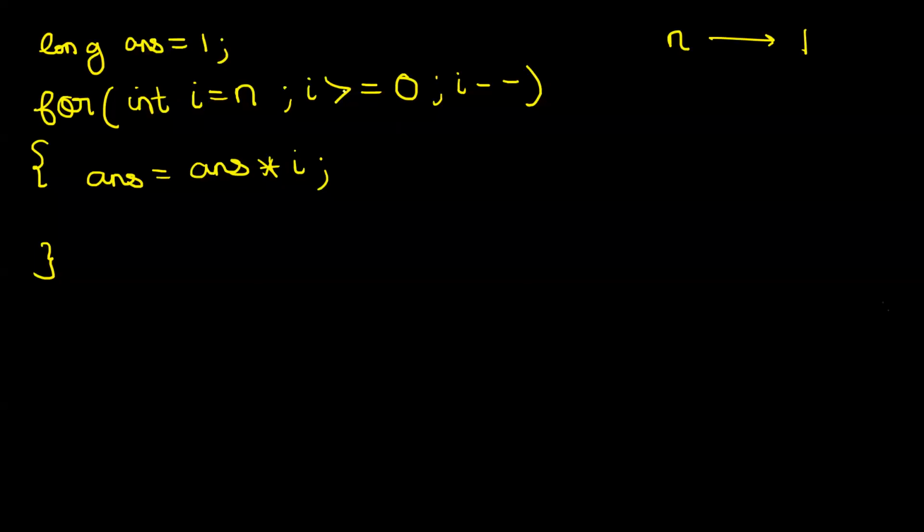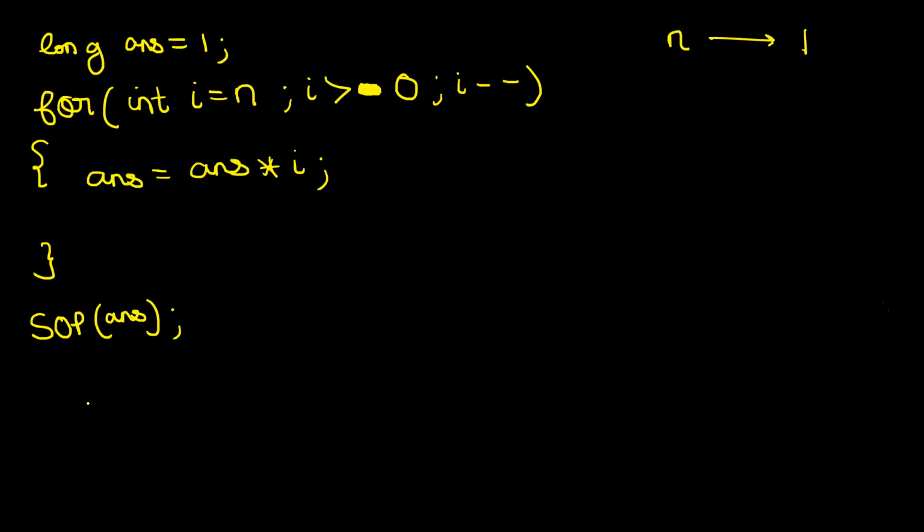That is wrong. I should do I greater than 0. So I will start from n and I will go all the way till 1. I should not become 0. Otherwise, my entire answer will become 0. Do you all agree with this? Okay, cool. And outside this for loop, I will print the answer, SOP answer.